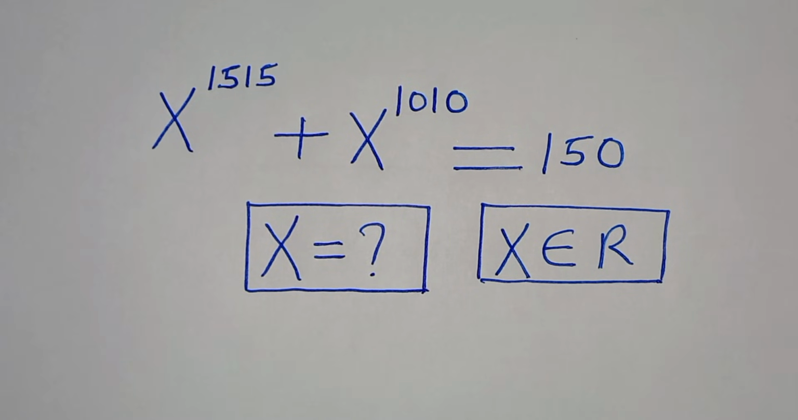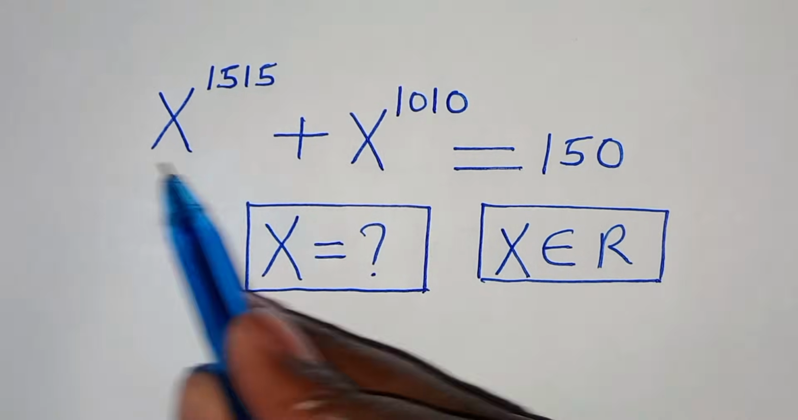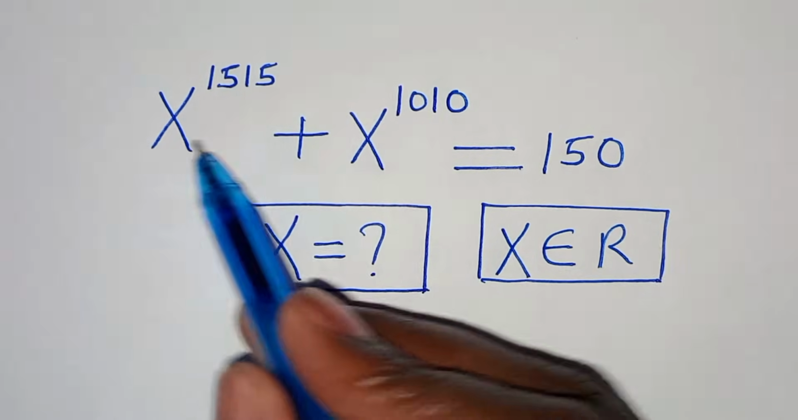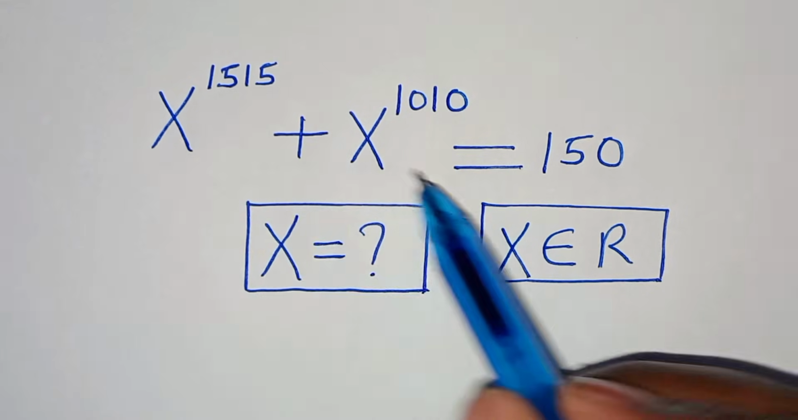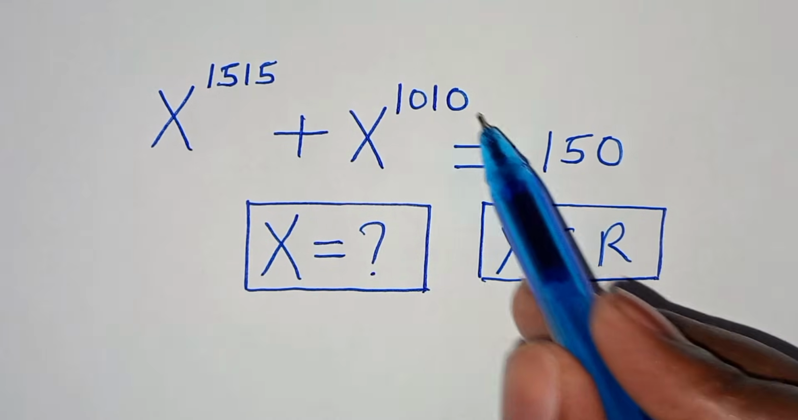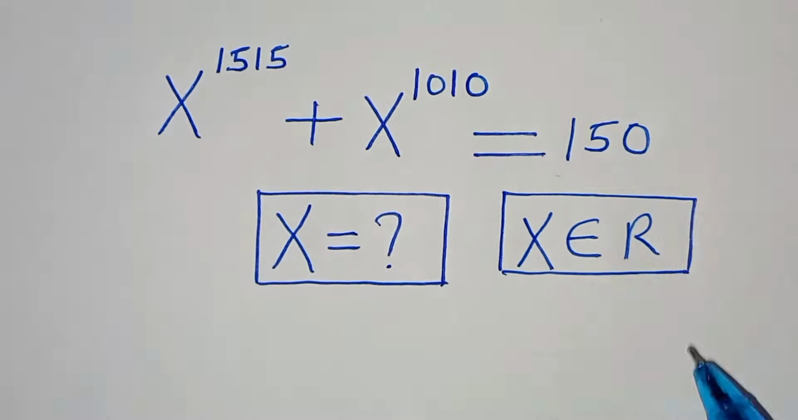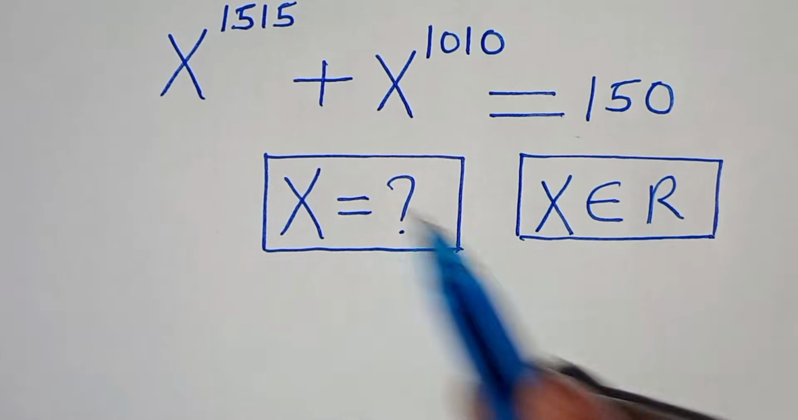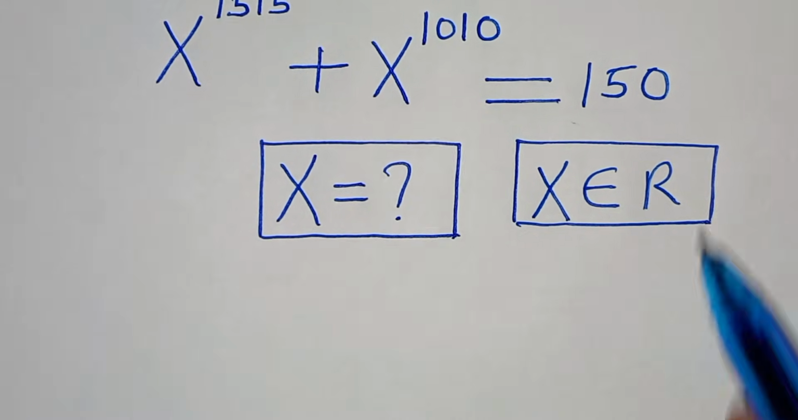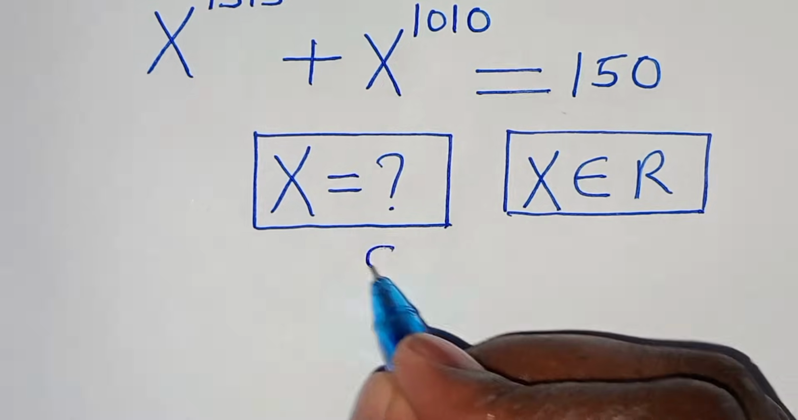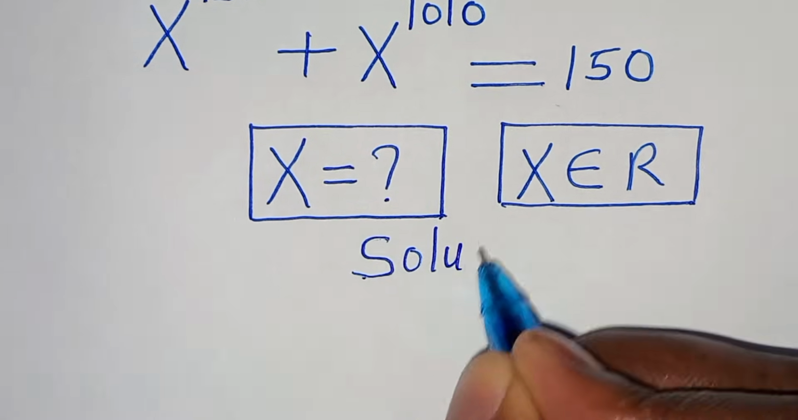Hello everyone, you're welcome to solve this nice algebra problem, which is x to the power of 1515 plus x to the power of 1010. This is equal to 150. So what is the value of x given that x belongs to real numbers? Now let's provide a solution from here.